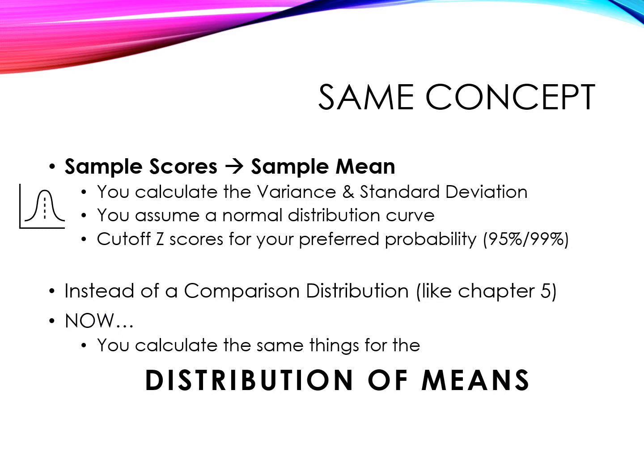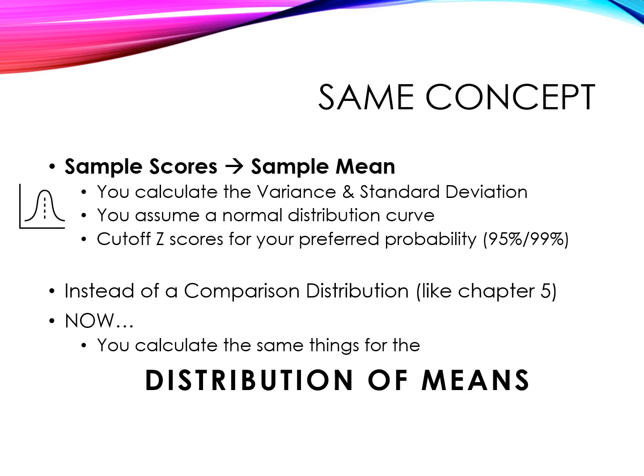So remember in chapter 5, we looked at sample scores, we got the sample mean, and then we calculated the variance and the standard deviation. We assumed a normal distribution curve. We found a cutoff score for your preferred probability, like 95% or 99%, and we used a comparison distribution. We compared the cutoff score with our z-score from our sample to see if our score was more extreme than the cutoff score, and then we could reject the null hypothesis.